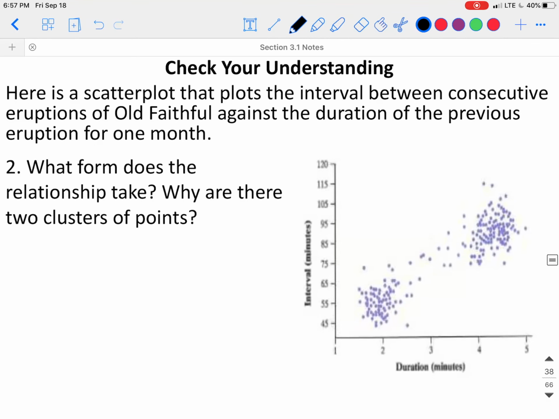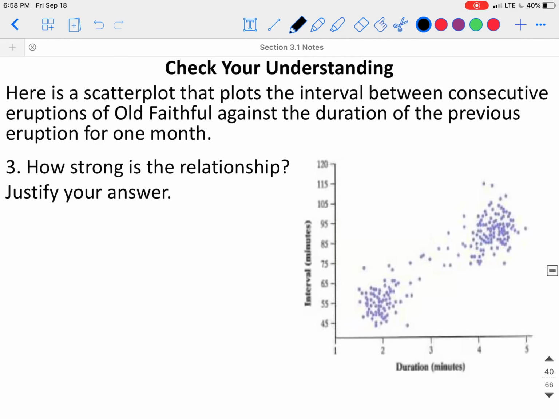What form does the relationship take, and why are there 2 clusters of points? The form is roughly linear, but it does have 2 clusters. The clusters indicate that in general there are 2 types of eruptions. One of them is going to be short eruptions that have another eruption happening very shortly afterwards. And then the other type of eruption are eruptions that are much longer, but then will take much longer for the next eruption to occur.